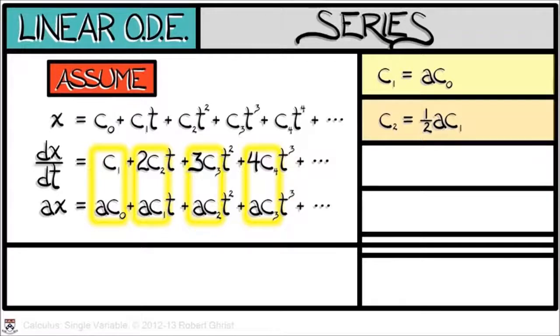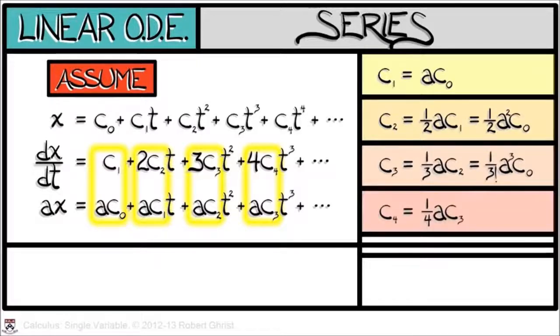But we already know what c1 is. c1 is a times c0. So that tells us that c2 is actually 1/2 a squared times c0. What happens when we take the coefficients of the quadratic term and set them equal to each other? Well, 3 times c3 equals a times c2. That means c3 is 1/3 a c2. Using what we know about c2, we get 1 over 3 factorial times a cubed c naught. I'm going to let you keep going with this and see if you can find a pattern.